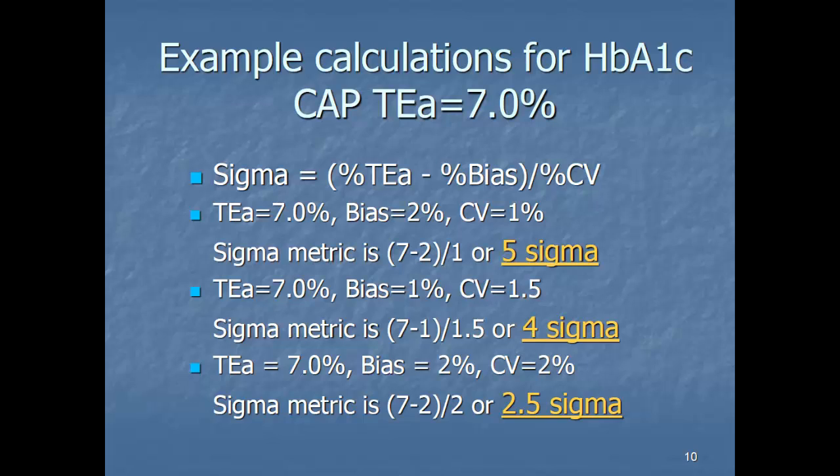Okay. What if we had a bias of 1% and a CV of 1.5%? What's sigma? What? I know that the drinks they handed out did not have alcohol in them. There's no excuse for this, folks.